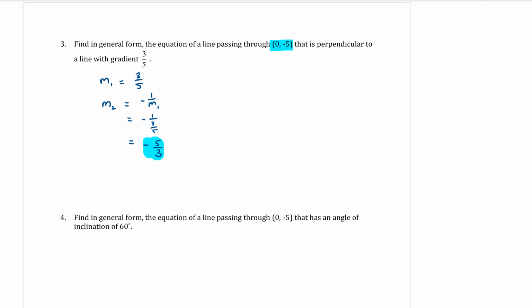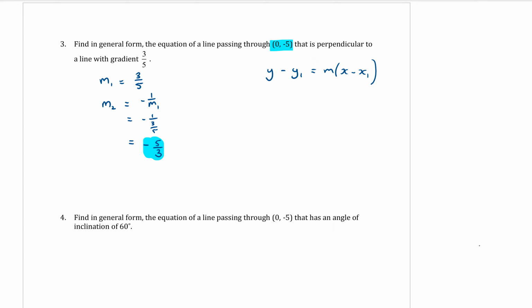Now, just for something different, that minus 5 would be my y-intercept, and I could put that into my y equals mx plus b form. But just as a little reminder, I want to remind you of this other formula that we have, which is y minus y1 equals m(x minus x1). That's the point-gradient formula that we can use for any point and any gradient when we don't have the y-intercept. So let's use that formula this time.